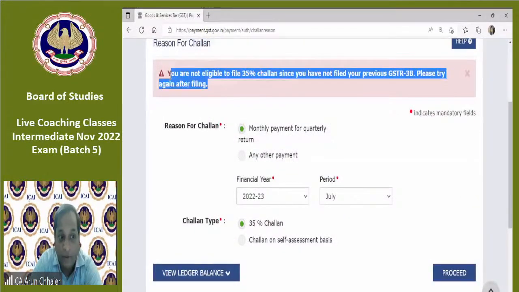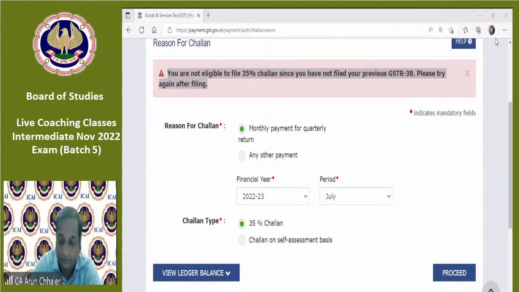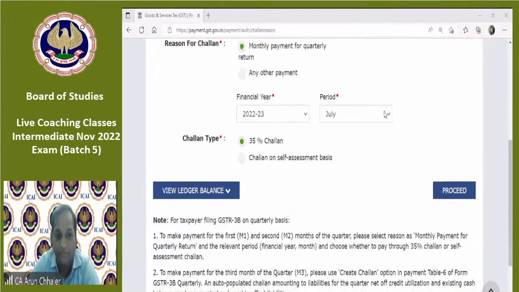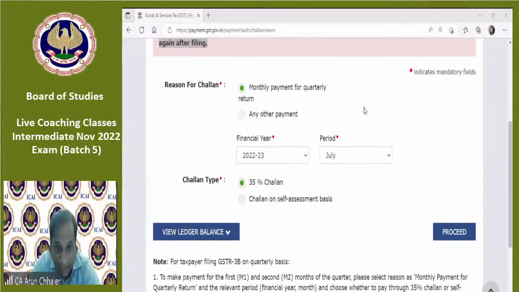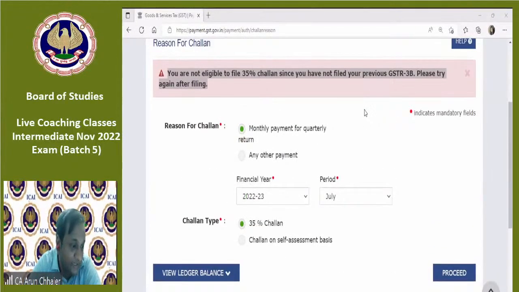You are not eligible to file 35% challan since you have not filed your previous 3B. Please try again. Problem, because this particular taxpayer has not filed 3B. So first they have to file 3B. Then only the system will calculate the 35%.